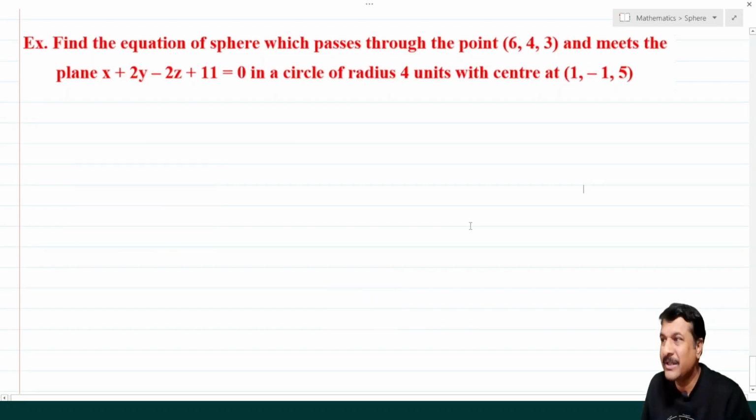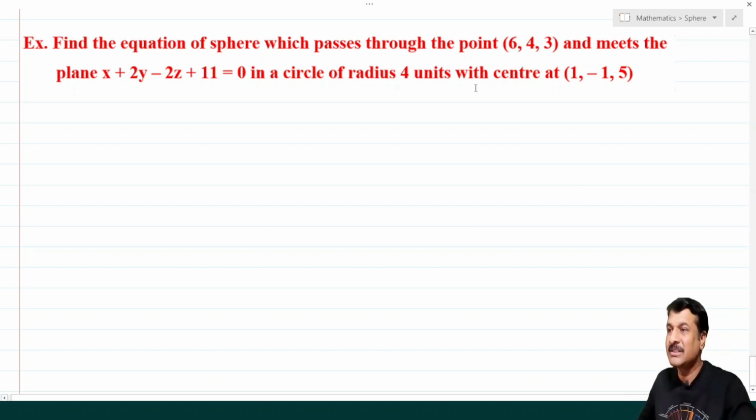So here is a new example. Find the equation of the sphere which passes through the point 6, 4, 3 and meets the plane x plus 2y minus 2z plus 11 equal to 0 in a circle of radius 4 units with center at 1, minus 1, 5. So note that again here there is the sphere and one plane. That plane cuts that sphere. So we will get here the circle, and the radius and center of that circle are given, and we want to find the equation of the sphere. It means the center and radius of that sphere. That is our main target.